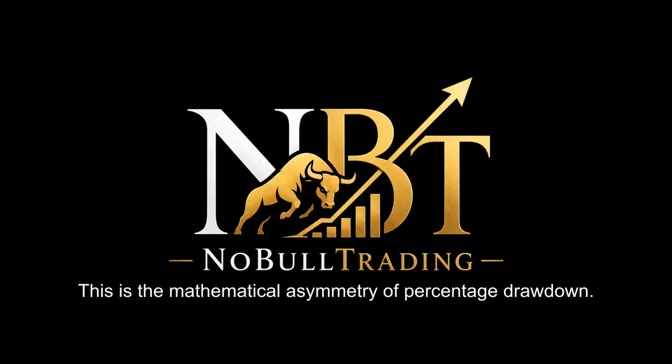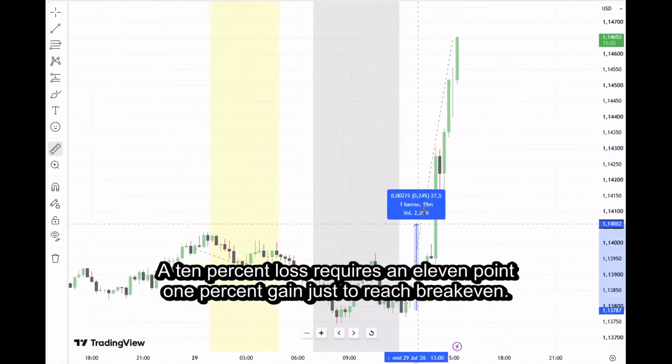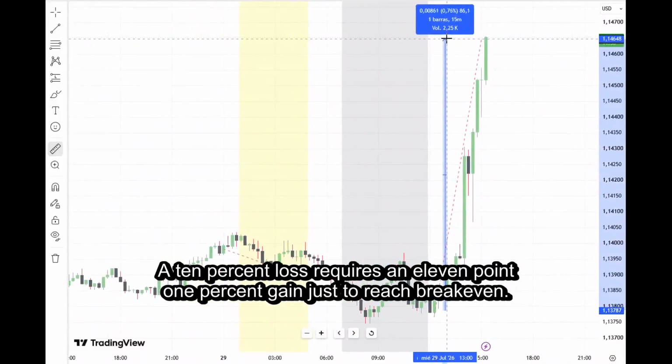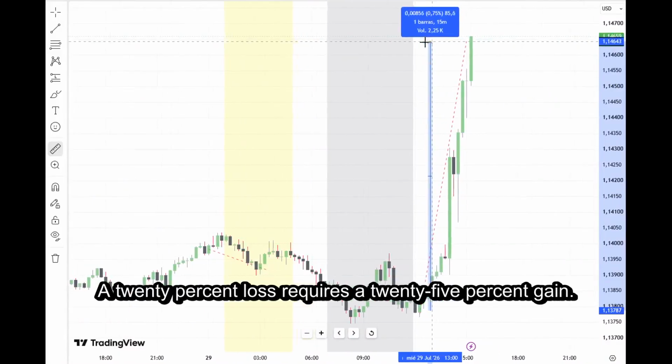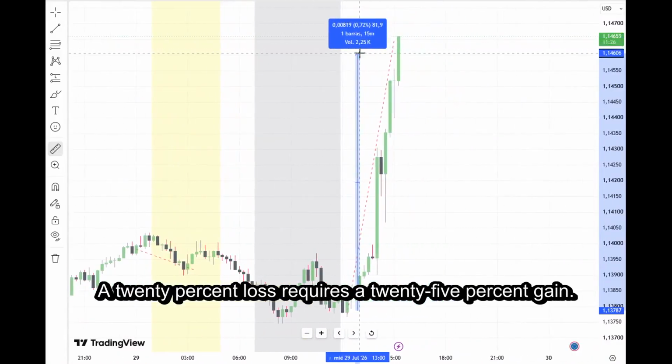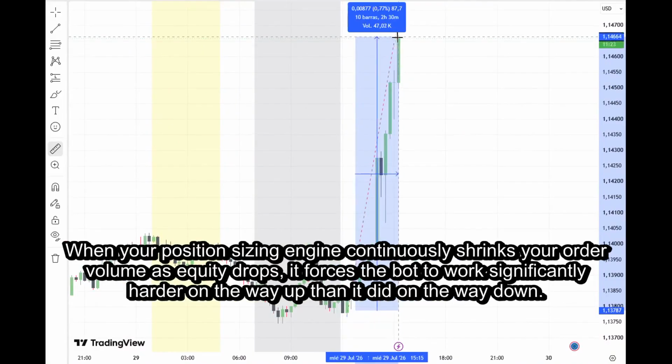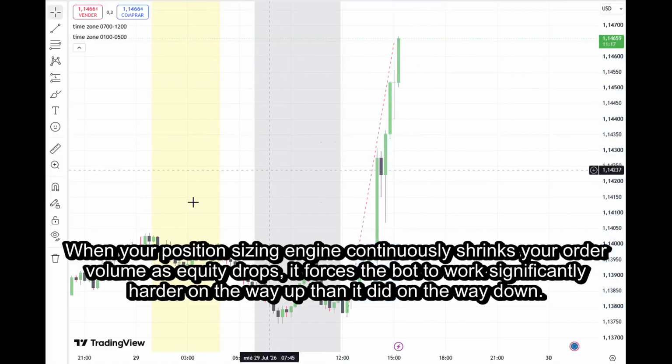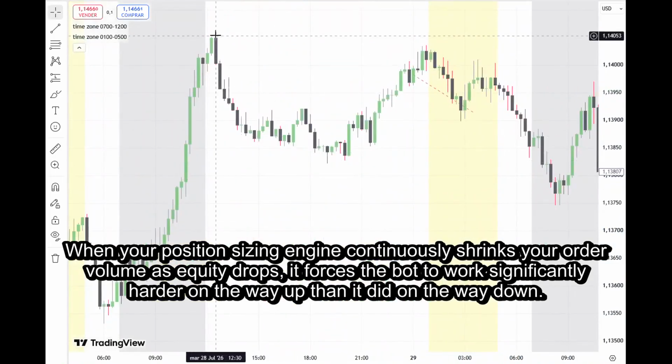This is the mathematical asymmetry of percentage drawdown. A 10% loss requires an 11.1% gain just to reach break-even. A 20% loss requires a 25% gain. When your position sizing engine continuously shrinks your order volume as equity drops, it forces the bot to work significantly harder on the way up than it did on the way down.